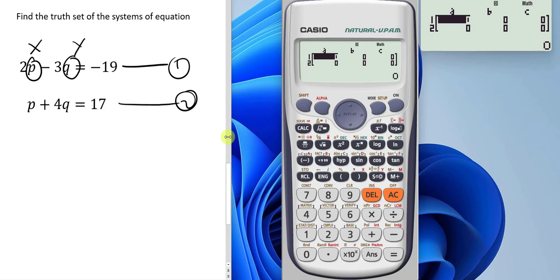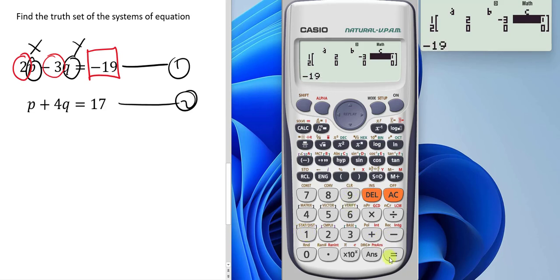If you consider equation 1, the coefficient for the first variable there, that is the p, which in the calculator is x, is what? 2. That is our coefficient. Therefore, we are going to press on 2. We press equal to sign. The next coefficient for the y, that is our q, is -3. So we press -3, and then we press equal to, and the cursor will move to the constant term. And what is our constant term for equation 1? That is -19. So we press -19, and then we press equal to.